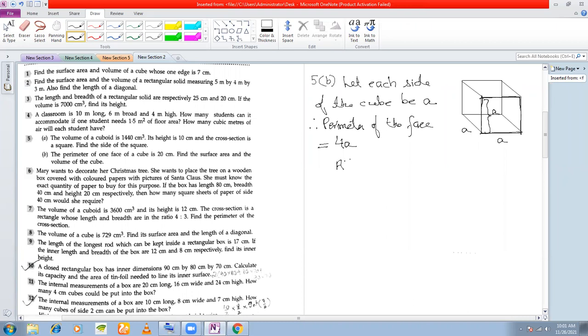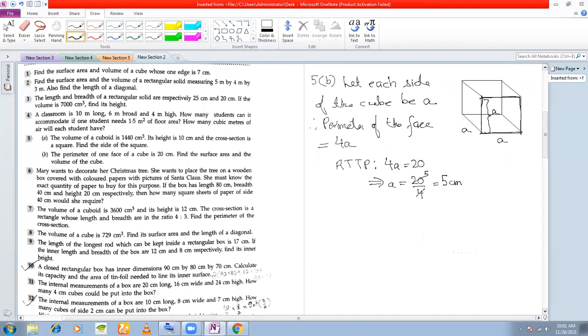So according to this problem, what is the perimeter of this face given here? 20. So 4A must be equal to 20. That means A is equal to 20 by 4. We get 5 centimeter as the value of A, that is each side of the cube.